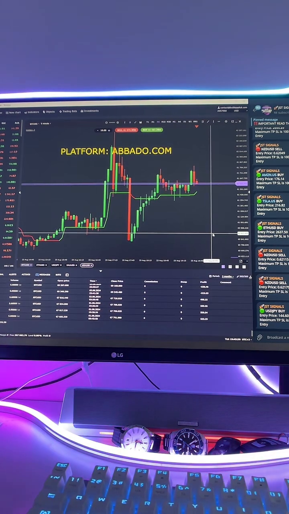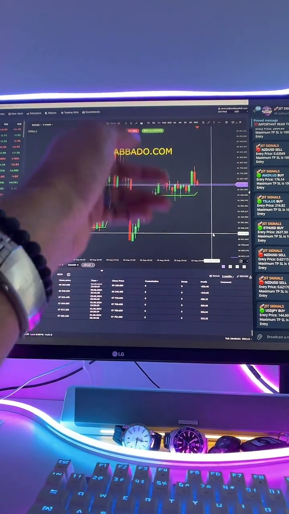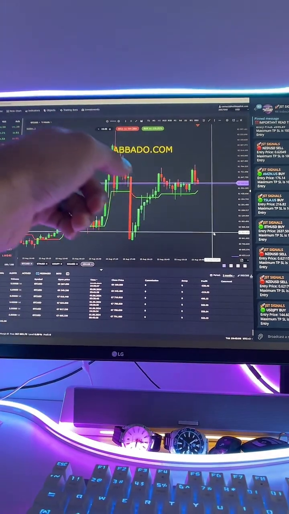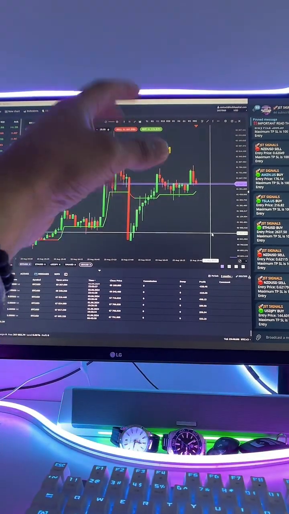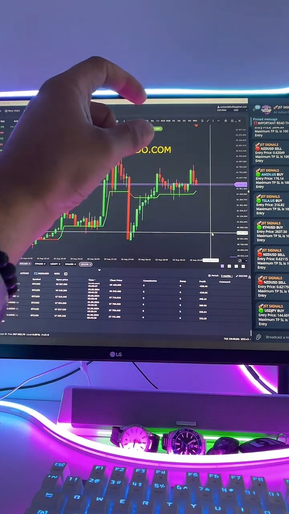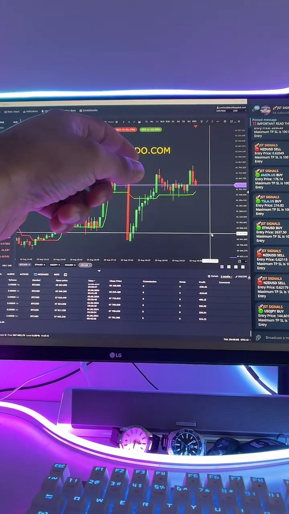Kareem is saying, what leverage do you use? So the leverage I use is 1 to 500 on this account, Kareem. But I always manage my risk by using the lot size. So I use a smaller lot size compared to my account.